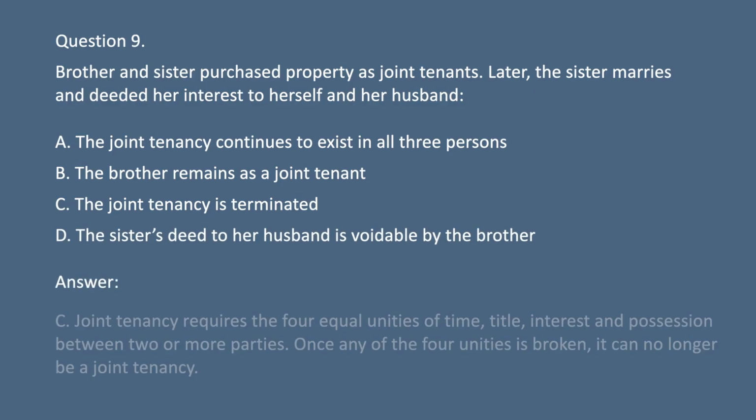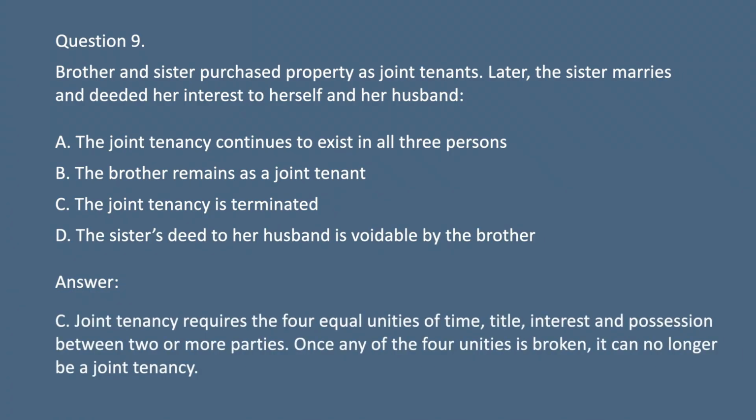Answer. C. Joint tenancy requires the four equal unities of time, title, interest and possession between two or more parties. Once any of the four unities is broken, it can no longer be a joint tenancy.